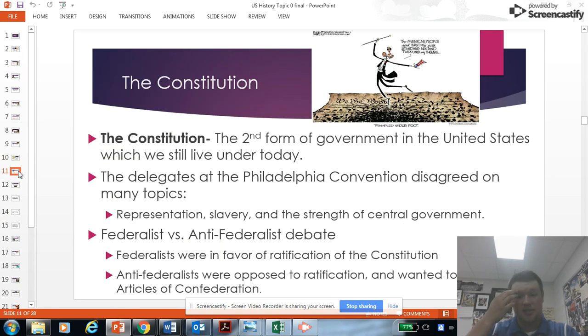So, the Constitution. This is kind of what we'll be getting into here in a little bit. This is the second form of government that we live under. Okay, the Philadelphia Convention led to a lot of disagreements and a lot of disputes. Okay, first of all is the idea about representation. The New Jersey Plan and the Virginia Plan.